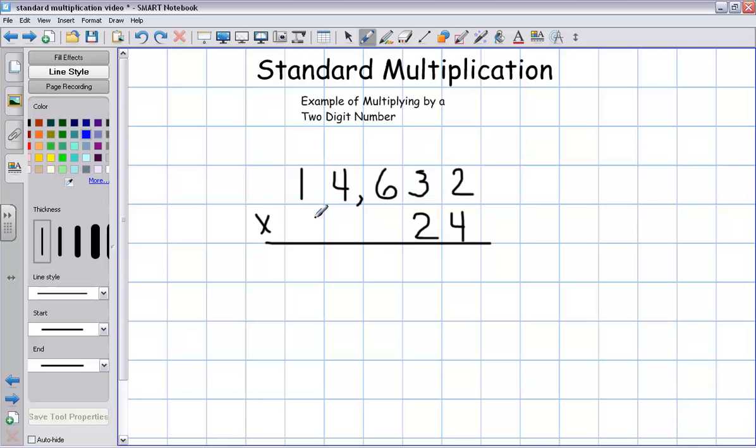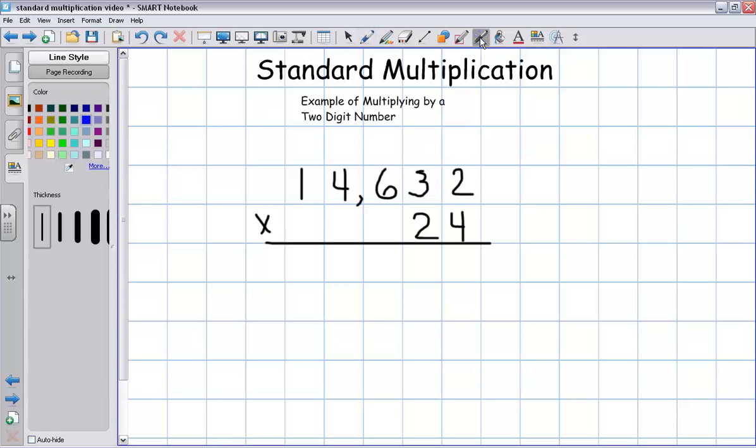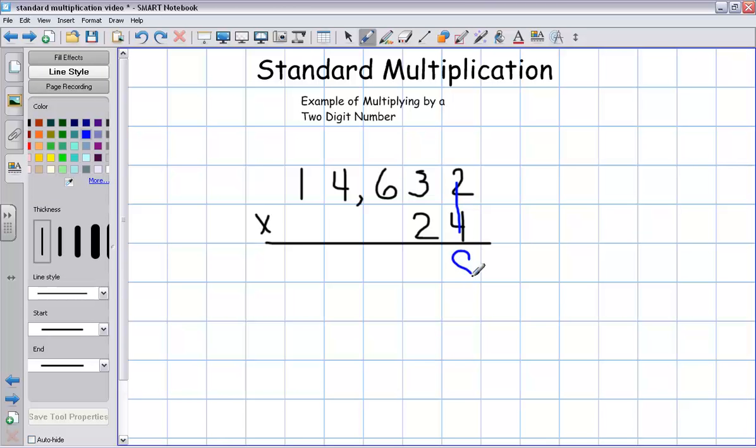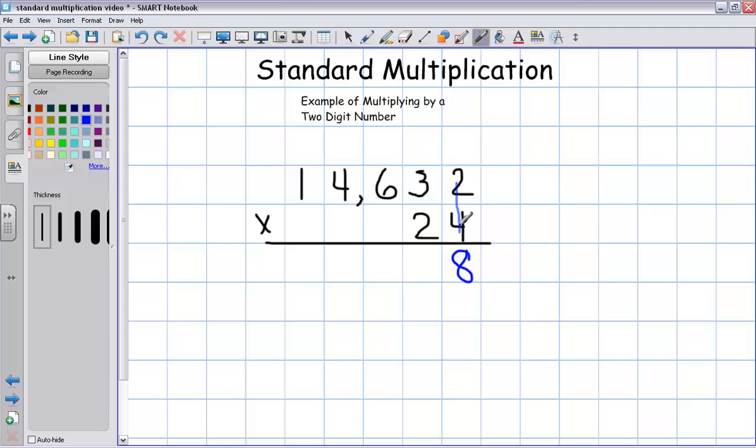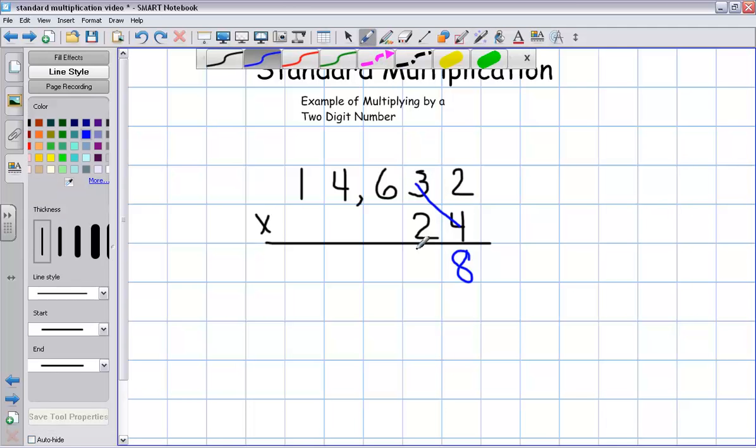Now let's take a look at multiplying by a two-digit number using standard multiplication. The idea is going to be the same. Now we just have 2 digits to multiply by. So again, I'm going to start in my ones column. I'm going to take 4 times 2. 4 times 2 is 8. Next, I'm going to take 4 times 3. 4 times 3 is 12. I have to regroup my 1.